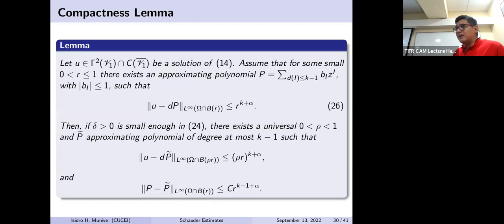So we believe these ideas can be implemented in another type of context, and probably they are more flexible than potential theory.